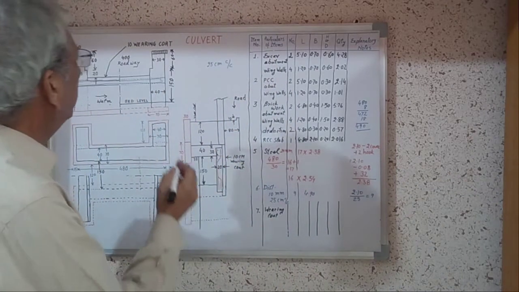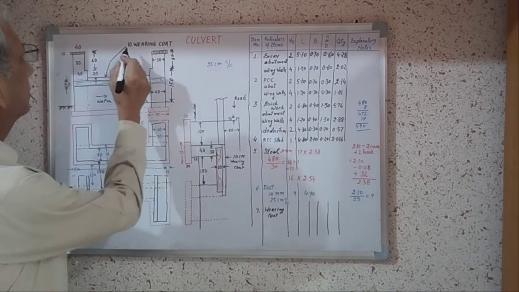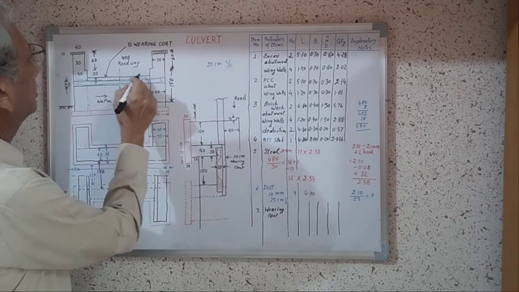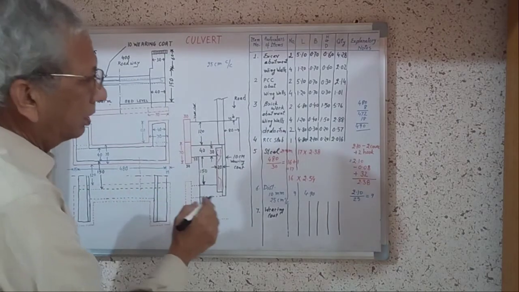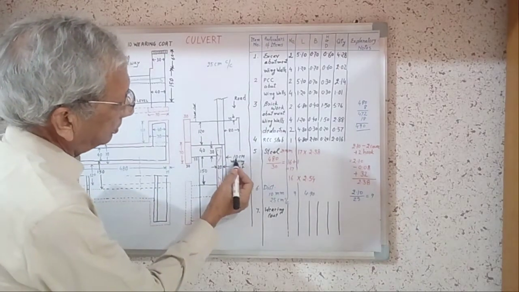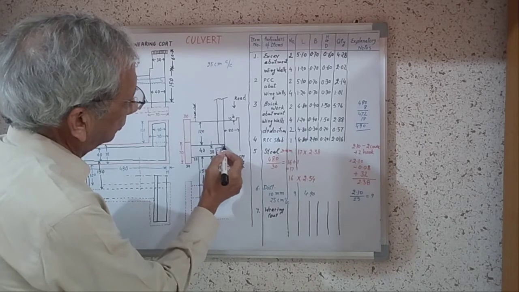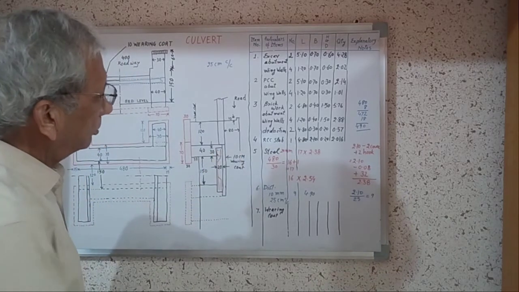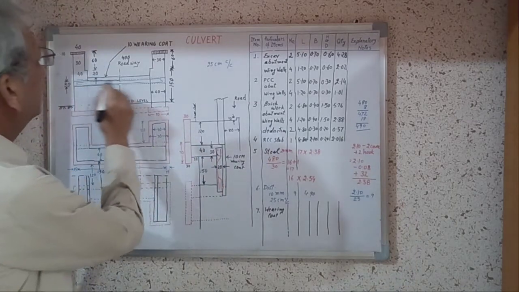Wearing coat has been provided here. This is a 10 centimeter thick wearing coat, and here you can see the 10 centimeter wearing coat starting from this and up to this. Now this is the width and this is the length.